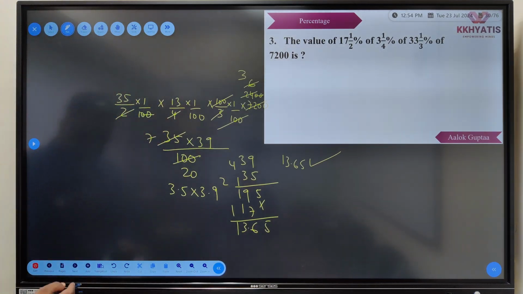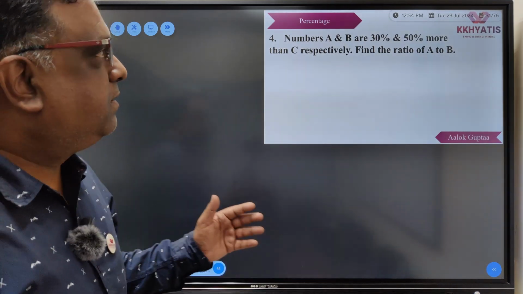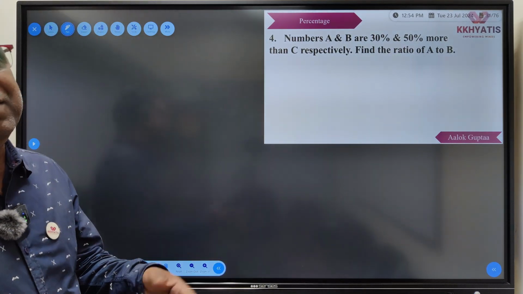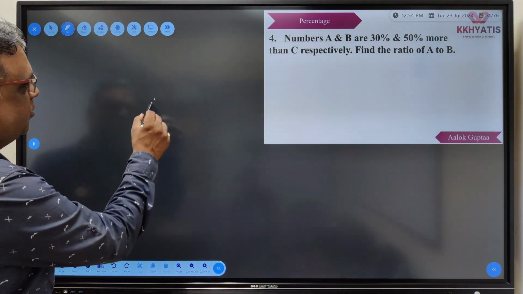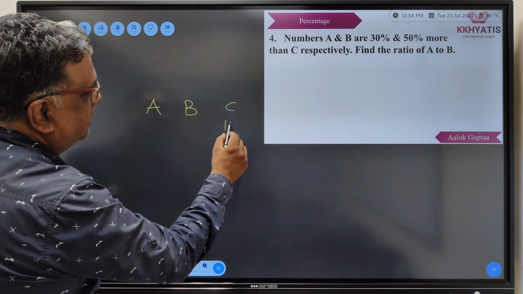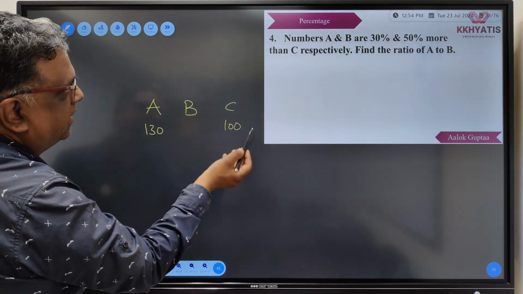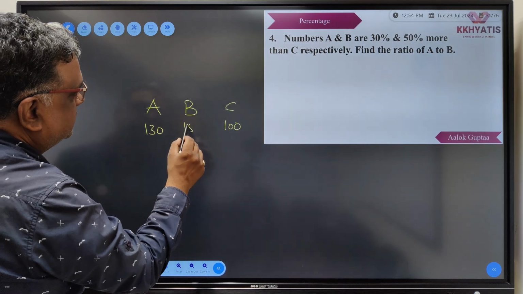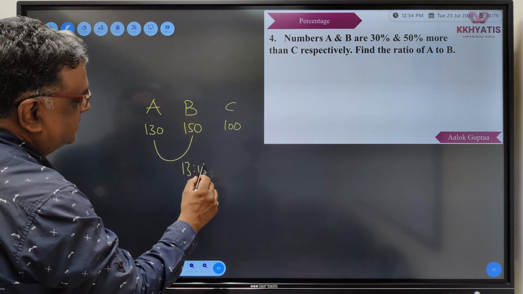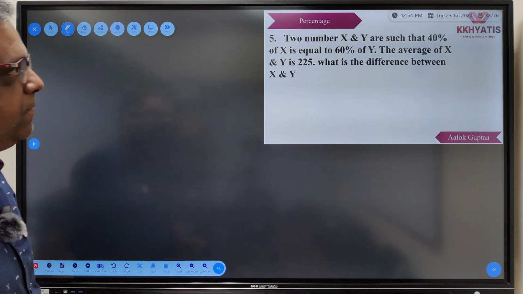Let's go ahead. Numbers A and B are 30% and 50% more than C respectively. Find the ratio of A to B. It's a pretty simple sum. So what do I have? I have A, B and C. If C is 100, A is 30% more than C, that is 130, and B is 50% more than C, that is 150. I have to find this ratio. So 13 is to 15 is the answer. This is a pretty simple sum, but such sums are also necessary to be solved.